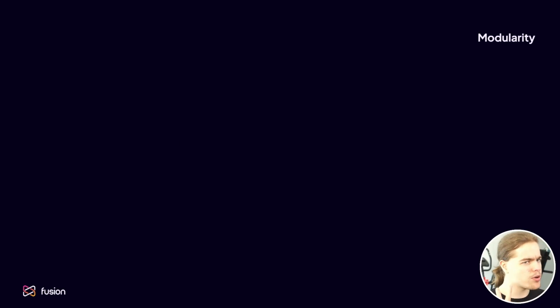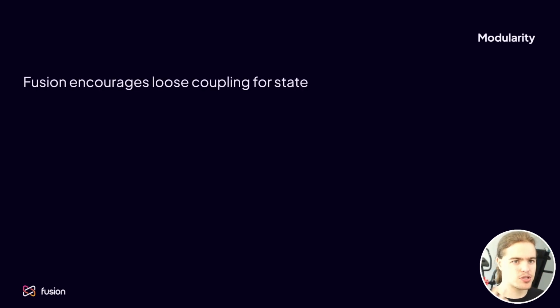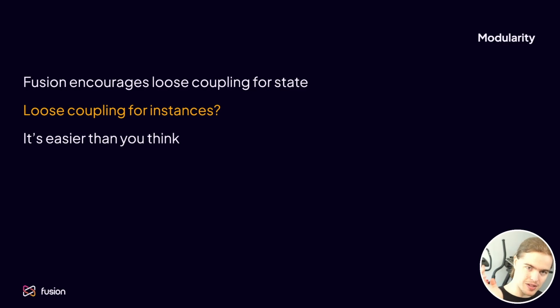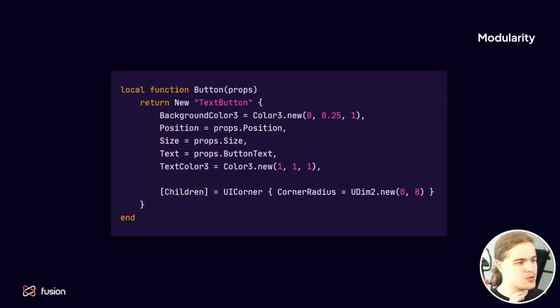While we're around the topic of usage at scale, we should also talk about modularity. We've already established that Fusion encourages loose coupling for state objects, but what about loose coupling for UI instances? It turns out it's easier than you think, and it's all thanks to some smart API choices that we made earlier. Because Fusion's whole instance layer is not much more than a light wrapper around Instance.new and some observer objects, Fusion inherits the same great reuse patterns that you would see with handcrafted code. If you want to reuse a button, then you just make a function that constructs buttons and you're off to the races.